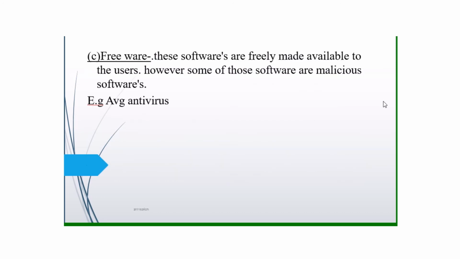Then lastly, we have freeware. These software are freely made available to the user, and through the internet you can get them by downloading them. However, some of these software are malicious, so you may download a very big virus into your computer just because you want free software. An example is the AVG antivirus software that is made free to the user, and these are the classifications of computer software that we have.